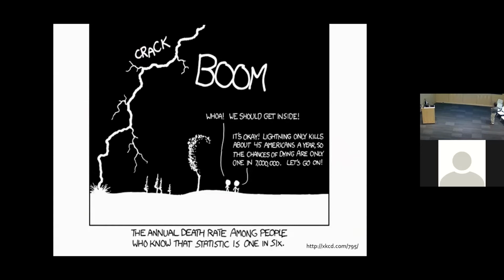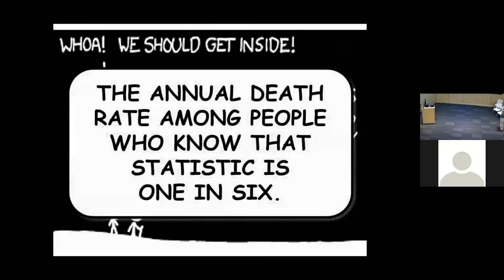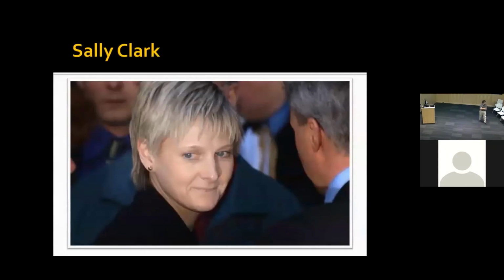Or this XKCD cartoon. The lightning's cracking around them. Whoa, we should get inside. It's okay. Lightning only kills about 45 Americans a year, so the chances of dying are only 1 in 7 million. Let's go on. And of course, the punchline is that the annual death rate among people who know that statistic is 1 in 6. Because they stay out while the lightning's out there, saying it's not a very big risk. That's conditional probability. Well, that's a funny example.